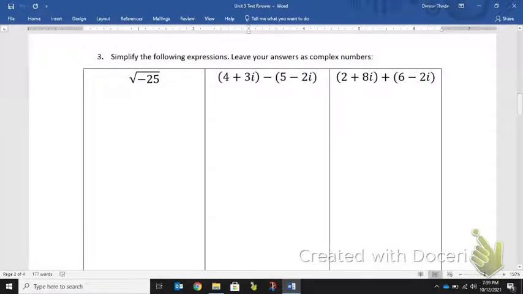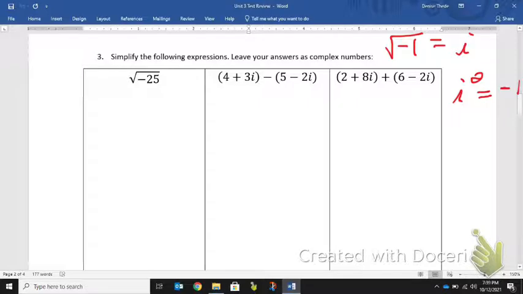All right. So number 3 says simplify the following expressions. Leave your answers as complex numbers. Complex numbers means could have imaginary numbers, meaning i, and what you need to remember is the square root of -1 is equal to i, and i squared is -1. Okay, those are the 2 things you need to remember.